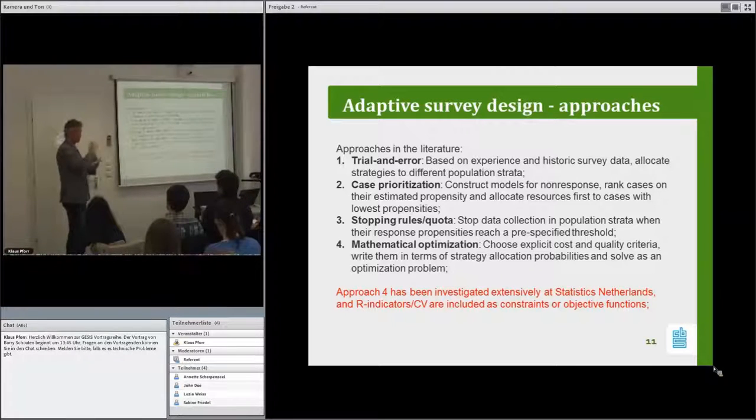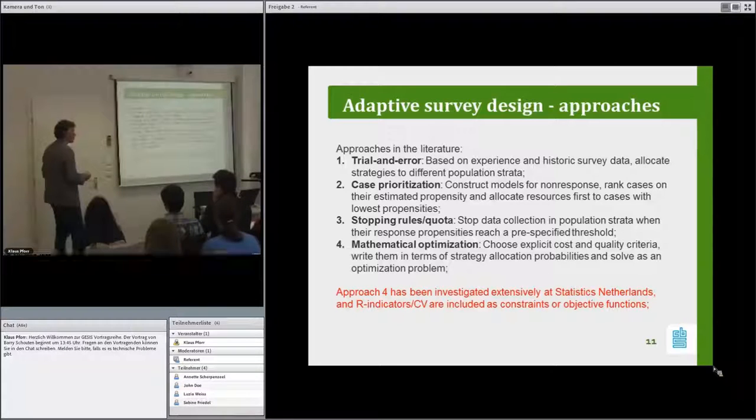You could also try to use quota or stopping rules. There are mixed feelings about this. You must, of course, remember that we still start from a probability sample, but working with quota sounds a bit like fishing. But you could do it. You could say, I set very high thresholds for my response rates in all strata, and I stop collecting data once I meet that threshold. If that is a very high threshold, then it starts to make sense, maybe.